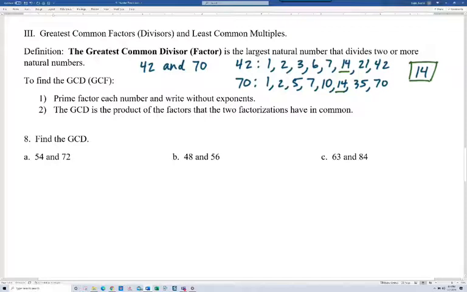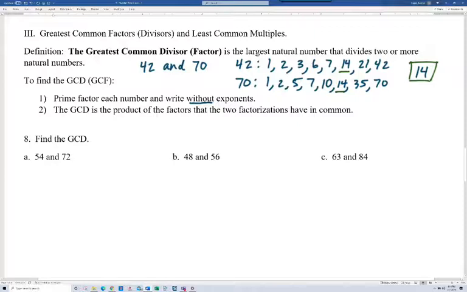The first step is to prime factor each number and write without exponents. So that is correct, we're going to write without the exponents when we do the prime factorizations. Step 2, the GCD is the product of the factors that the two factorizations have in common. That word common in greatest common factor helps me to remember what I'm going to do here. I'm looking for what factors they have in common. So let me show you how this works.